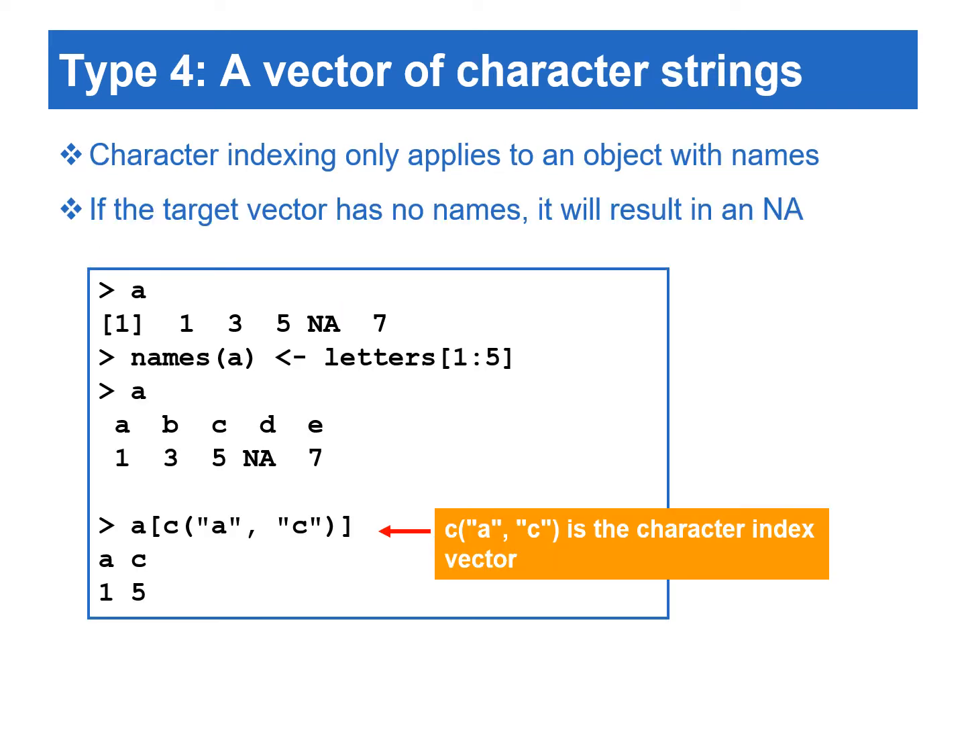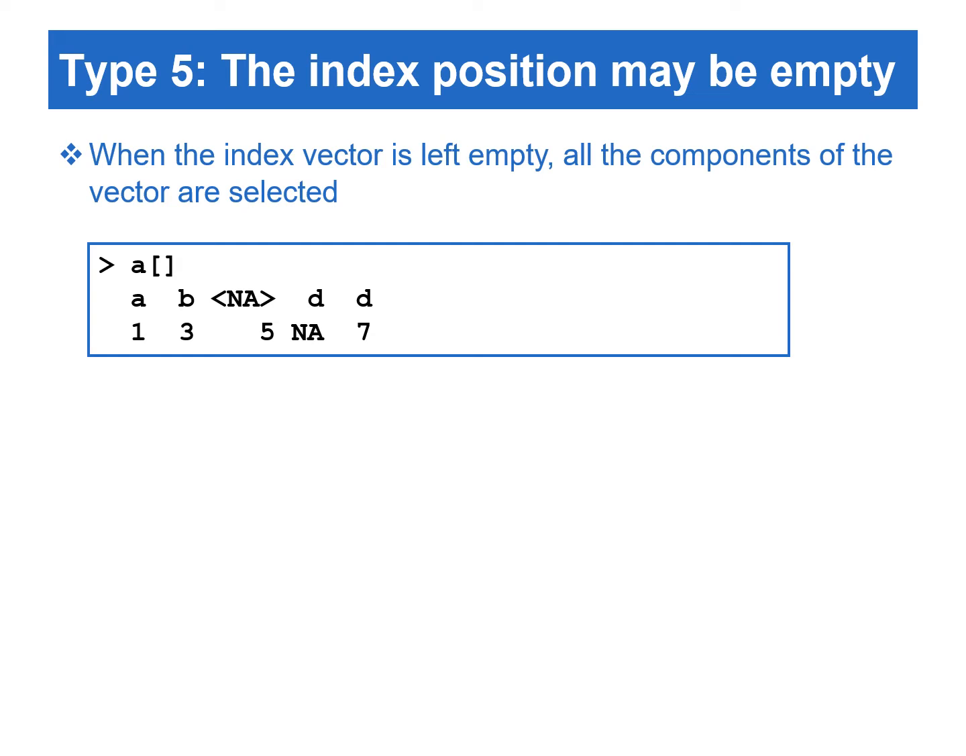The fourth type is using character strings to select elements. Character indexing only applies to vectors with the names attribute. In this example, we first assign names to vector A with letters A to E. Then we select elements in A with names equaling A or C. The last type of indexing is leaving square brackets empty. In this case, all the components from the target vector are selected. We often use an empty index to select components from a matrix or a data frame.